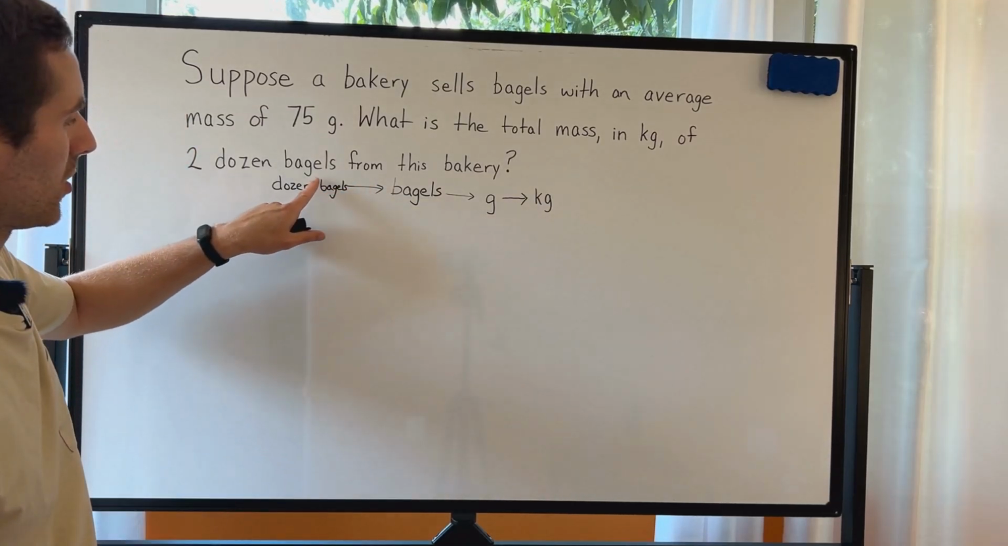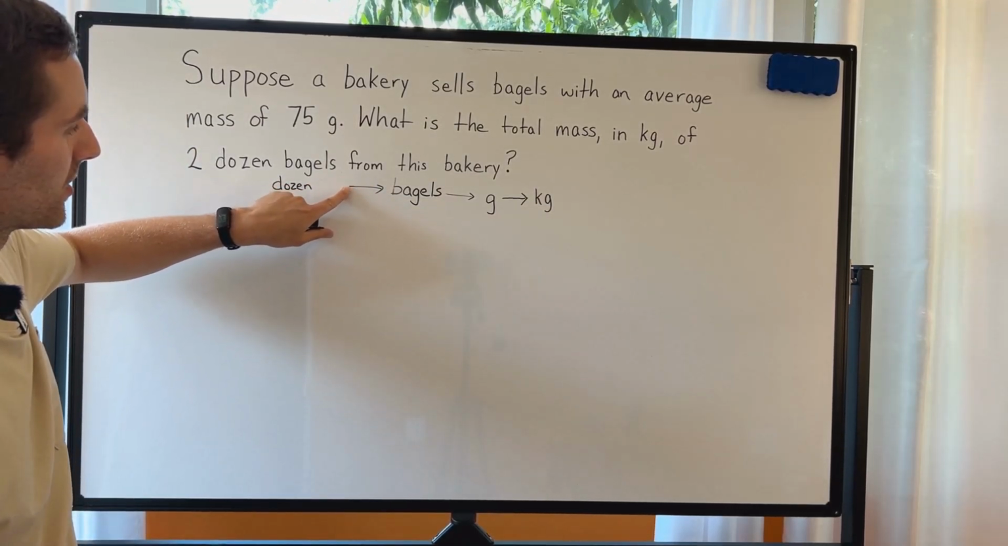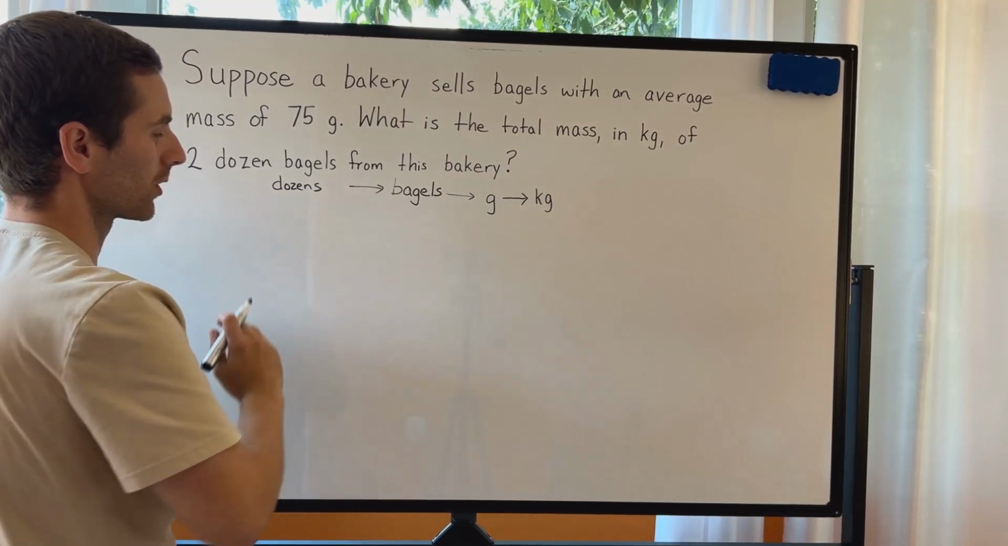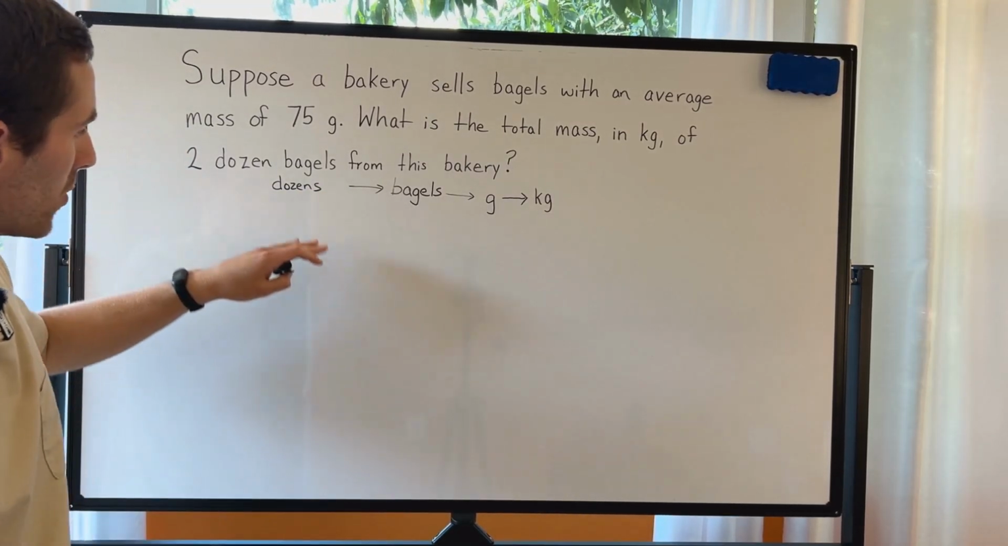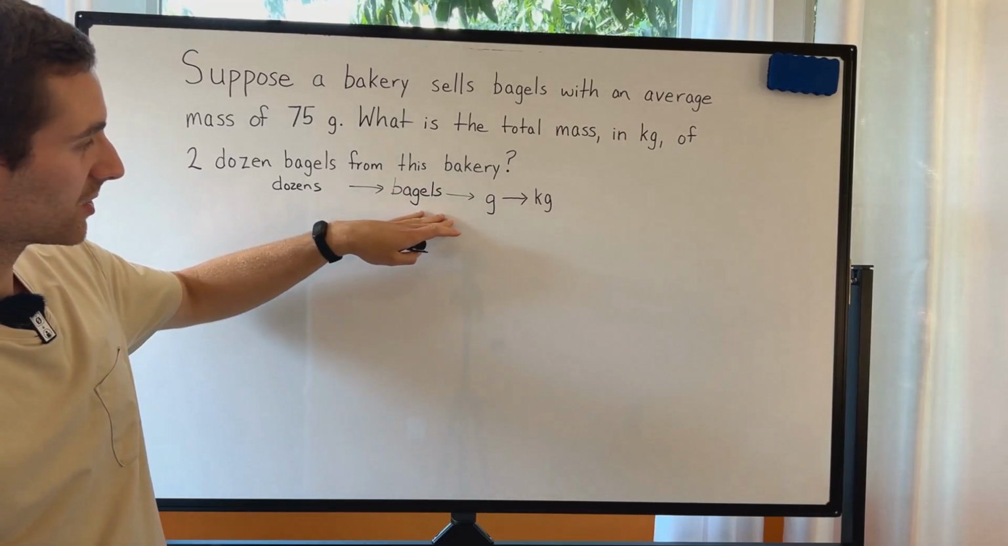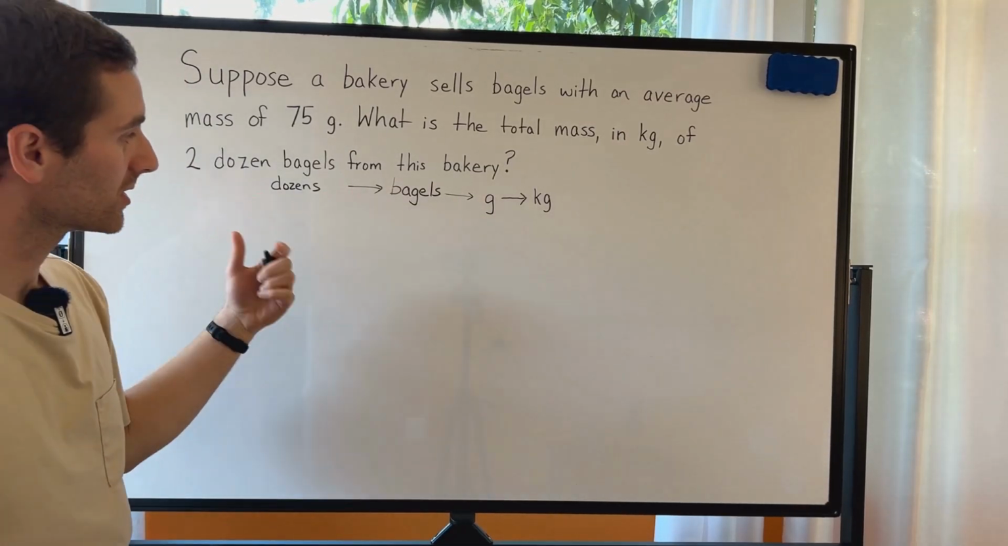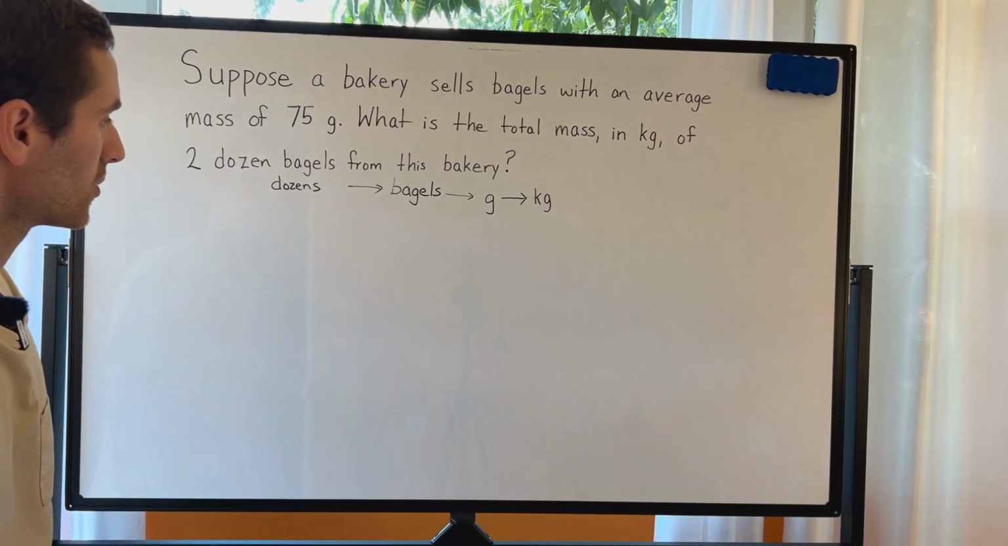Okay, or let's just call this dozens. We're given the number of dozens. So we can convert from the number of dozens to the number of bagels, to the number of grams, to the number of kilograms. And so let's identify what each of these conversions are.